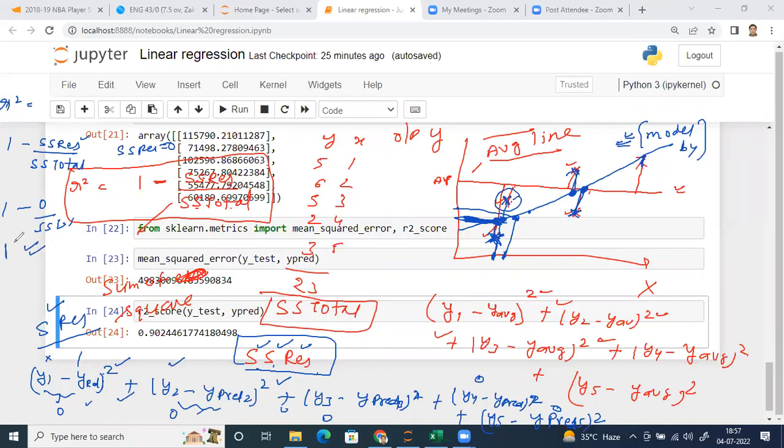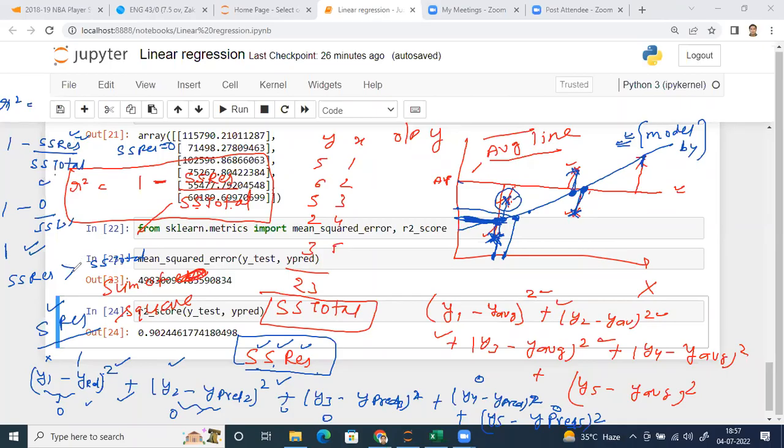Clear, sir. Right? But suppose, what is the worst model? The worst model is when your SS residual is greater than SS total. That means this is the random model we have taken, but not random, we find the average line. When SS residual is greater than SS total, understand, when this value is greater than this, what is happening?